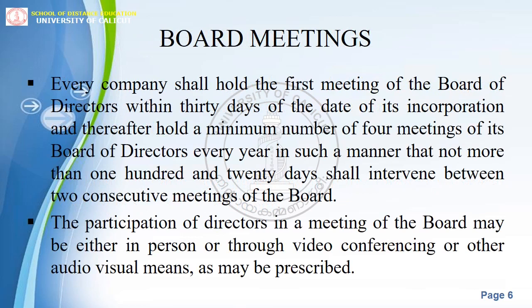Every company shall hold the first meeting of the board of directors within 30 days of the date of its registration, and thereafter a minimum of 4 meetings in every year, in such a manner that not more than 120 days shall intervene between 2 consecutive meetings of the board.